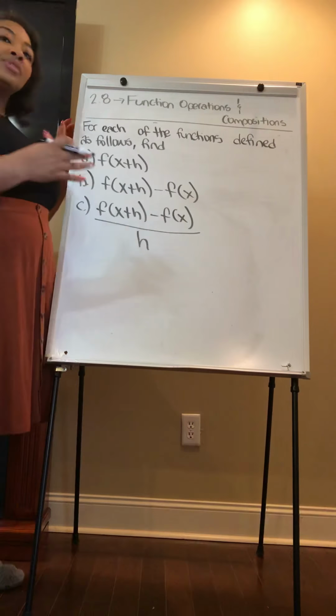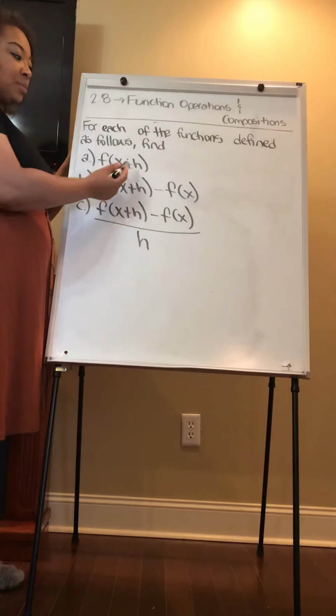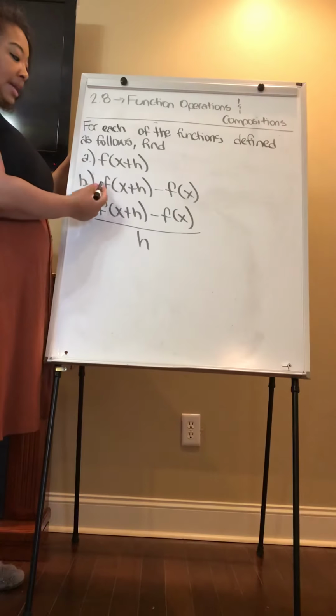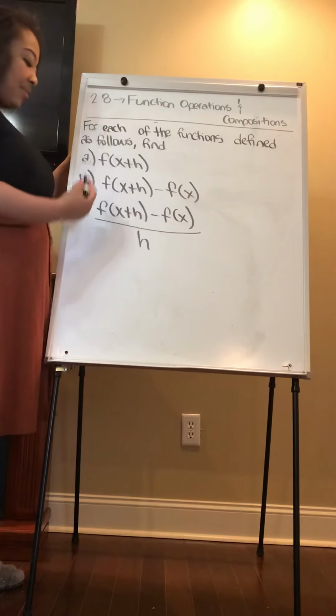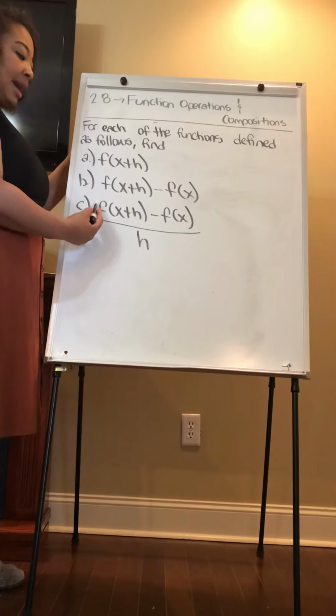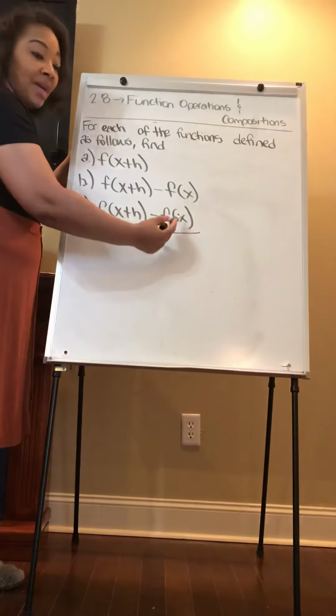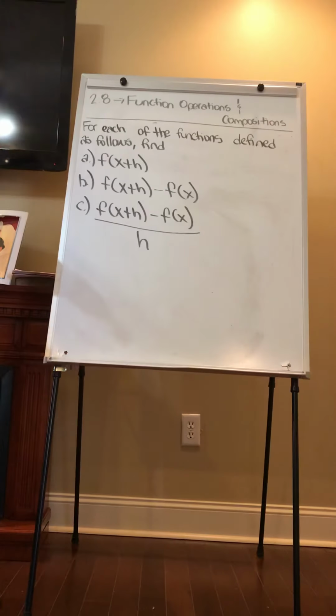Now, this is not to freak you out, but A says f of x plus h. B says f of x plus h minus f of x. Then C has the exact same thing that was on B, f of x plus h minus f of x, but I'm dividing by h. So this is kind of like a definition, okay, for defining a coefficient.